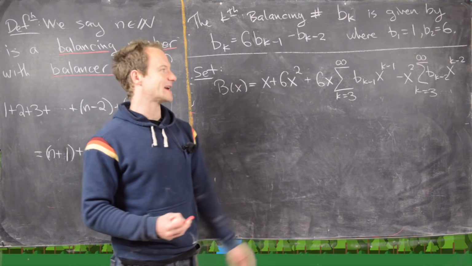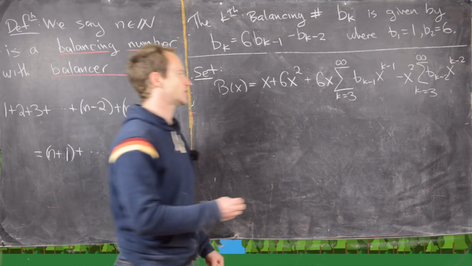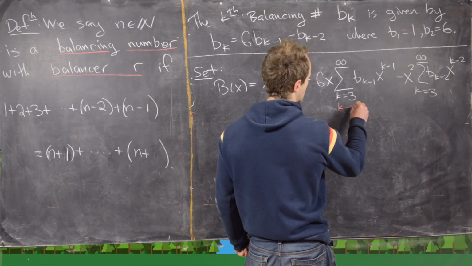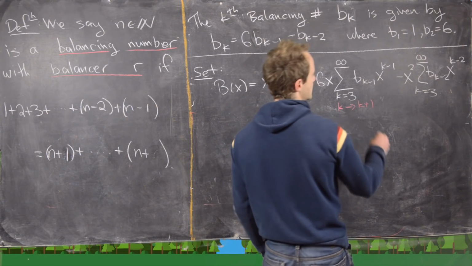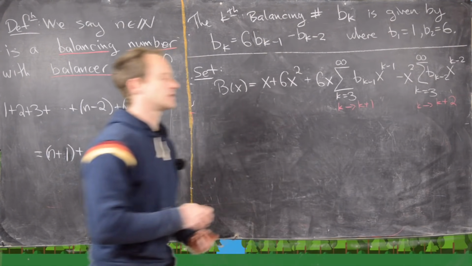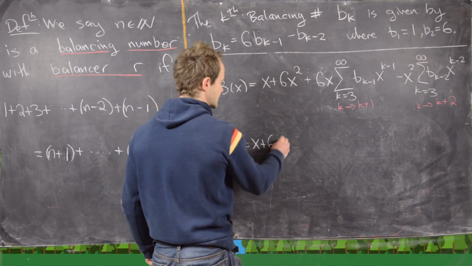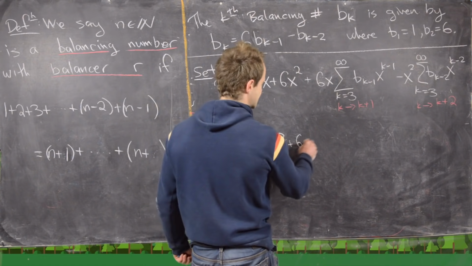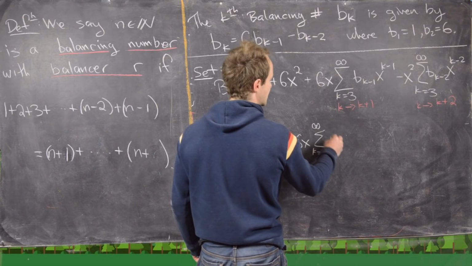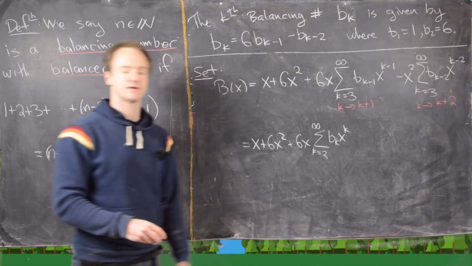So now we want to re-index these sums so that we can write them back in terms of the original generating function. So here we will replace k with k plus 1, and here we'll replace k with k plus 2. So let's see what that does for us. So we have these terms just to bring down. So x plus 6x squared plus 6x times the sum k equals 2 to infinity of b_k x to the k. Okay, so that's what we get for that one.